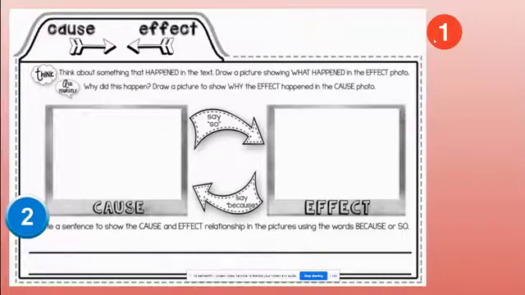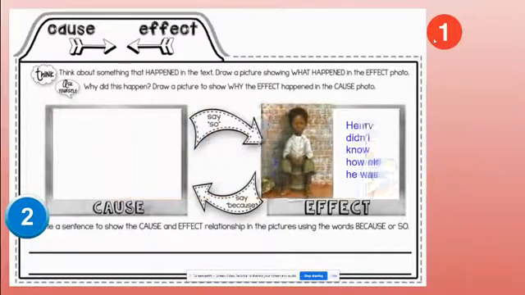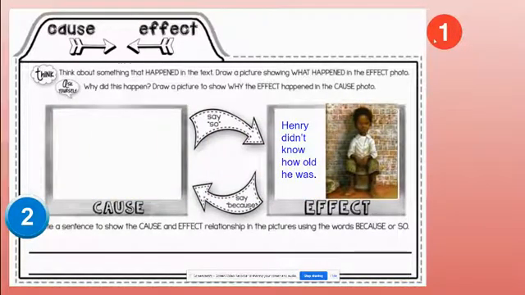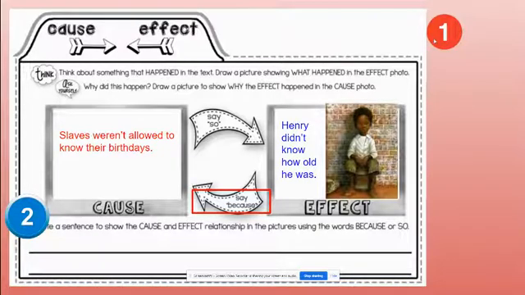All right, so you've listened to the story Henry's Freedom Box. So we're going to use that to work on some cause and effect today. What happened was Henry didn't know how old he was. That's the effect. Remember, the effect is what happened. Now I can say because, and I can find the cause. Henry didn't know how old he was because, you might remember, slaves were not allowed to know their birthdays.